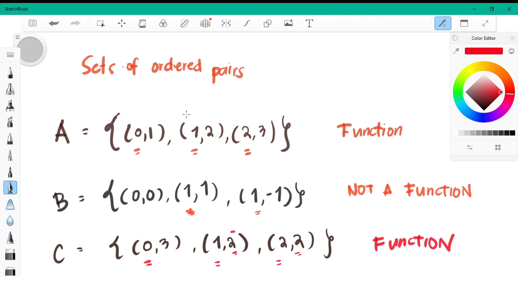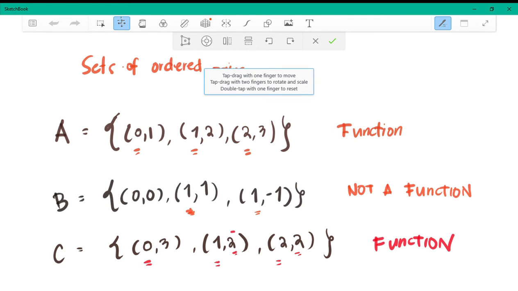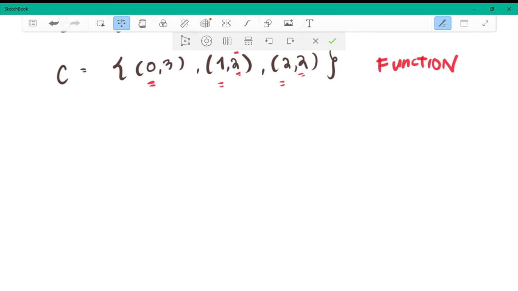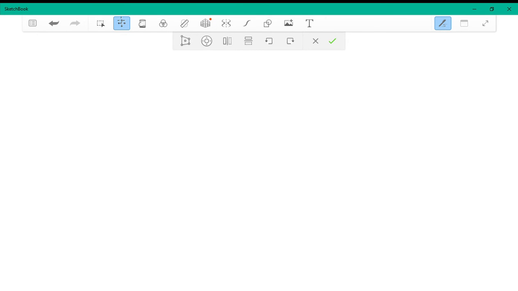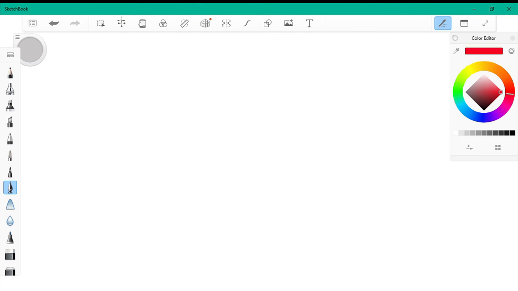So now that we know how to identify if a relation is a function or not through the set of ordered pairs, let's go ahead and proceed to another representation: representation of a function through mappings.